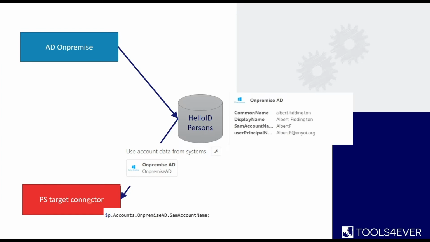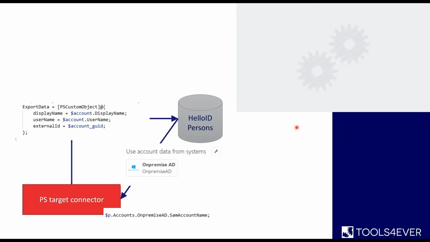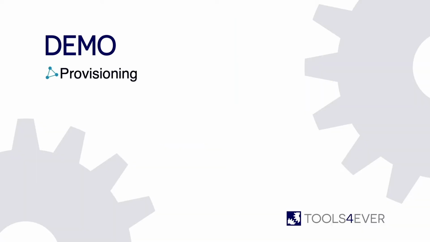In the PowerShell script, you can use this reference, and it's actually referencing the same account name here. The good thing is that the PowerShell connector can pass information back to the HelloID vault where it can be used again, perhaps in another target connector. Okay, let's demo these new functionalities.